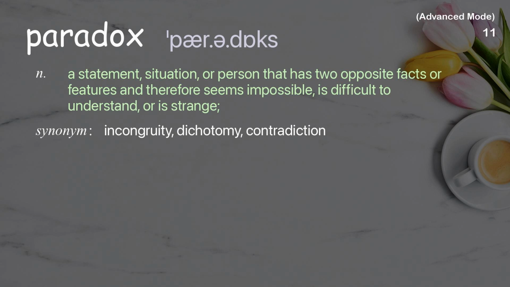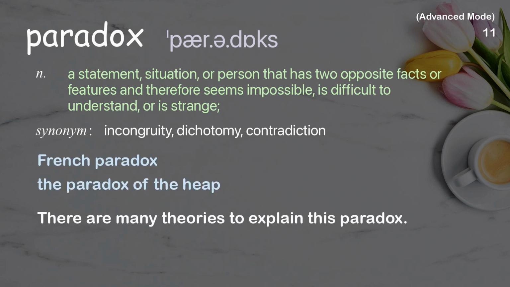Paradox: a statement, situation, or person that has two opposite facts or features and therefore seems impossible, is difficult to understand, or is strange. Examples: French paradox, the paradox of the heap. There are many theories to explain this paradox.